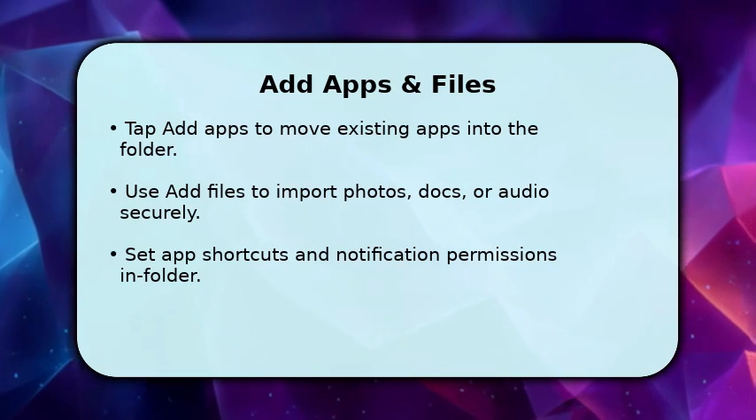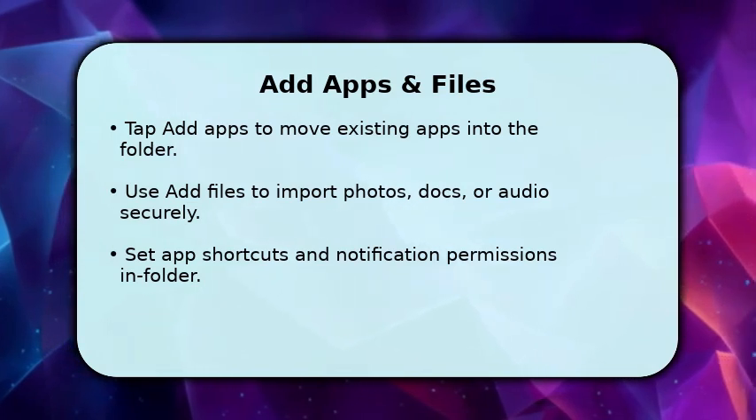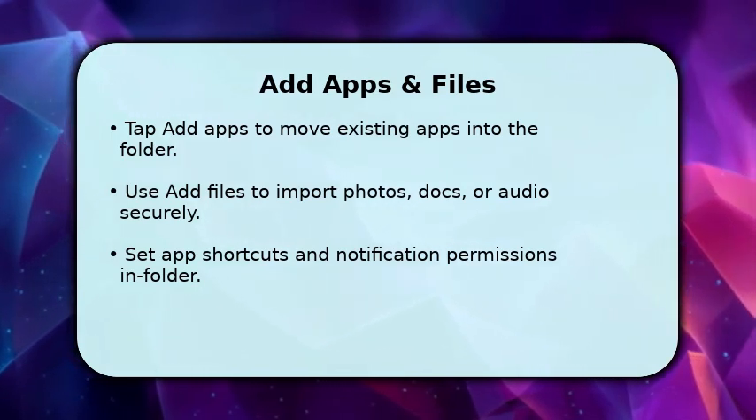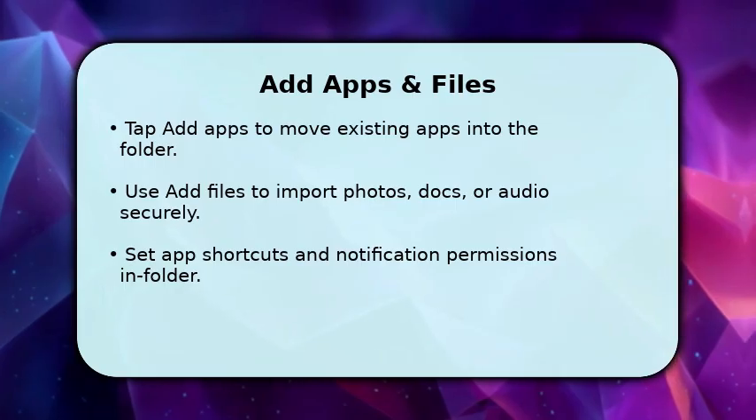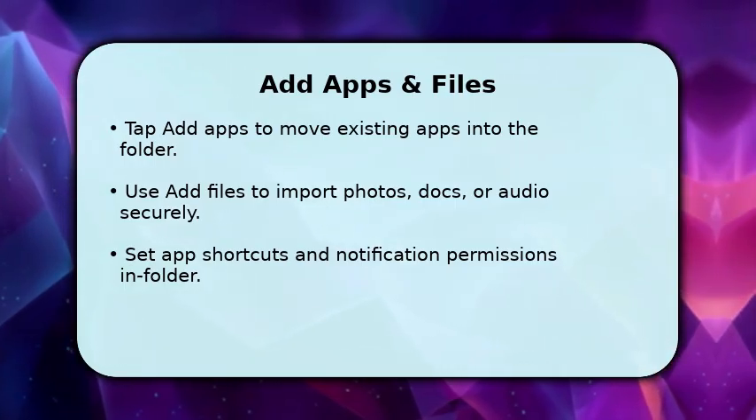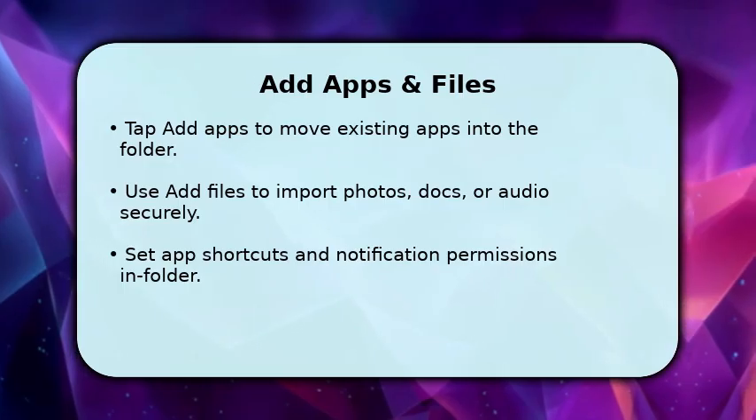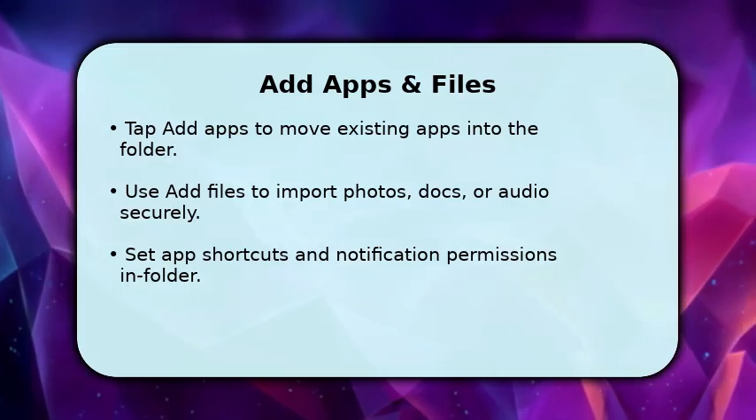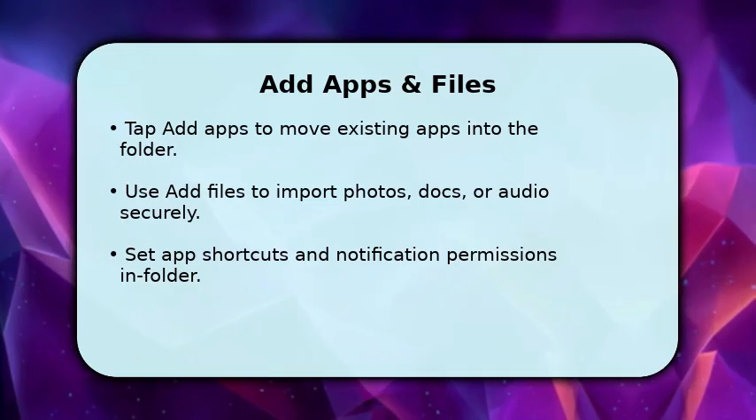Now add content into the secure folder so it's protected. Tap Add Apps to import copies of installed apps. These run separately from the regular phone. Use Add Files to move photos, documents, and recordings. Select Move to secure the original inside the folder.